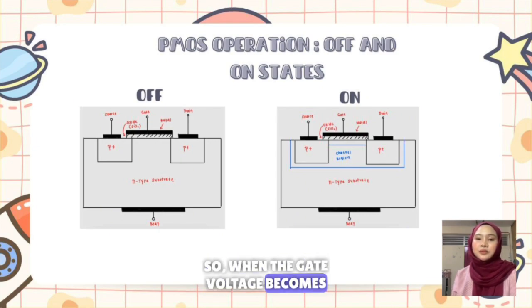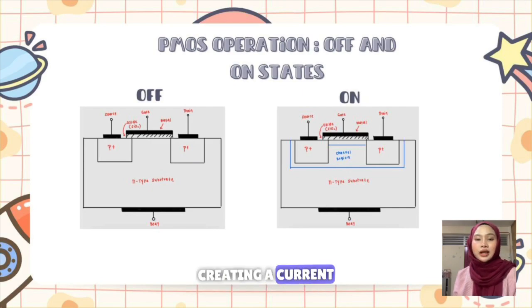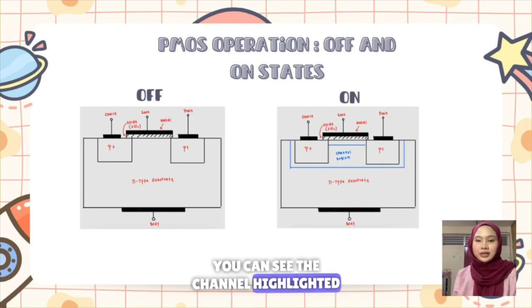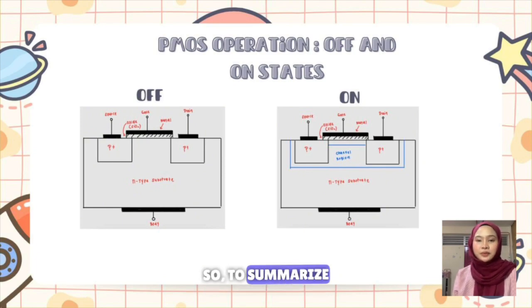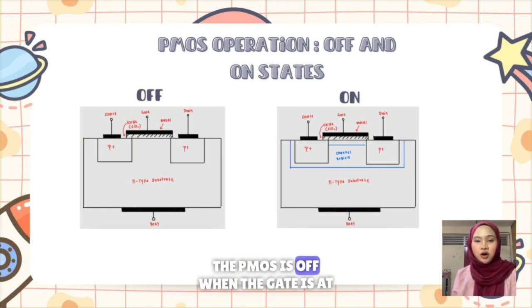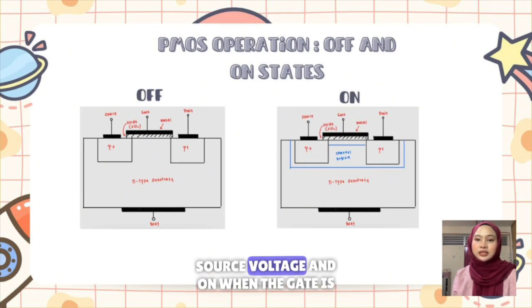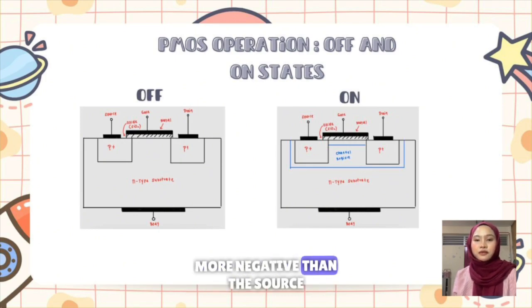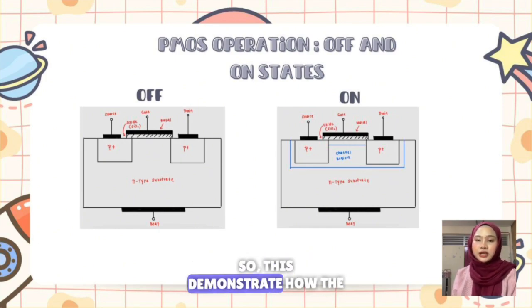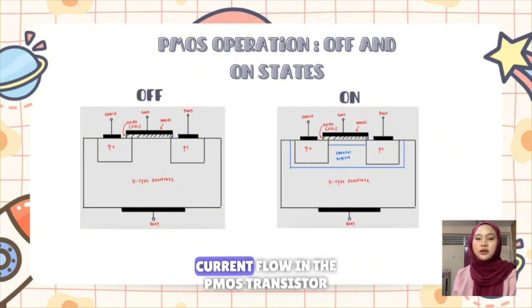While on the right, the PMOS is in the on state. So when the gate voltage becomes more negative than the source, a P-type channel forms beneath the gate. And then this will allow holes to flow from the source to the drain, creating a current. You can see the channel highlighted, connecting the source and drain regions. So to summarize, the PMOS is off when the gate is at source voltage and on when the gate is more negative than the source. So this demonstrates how the gate voltage controls the current flow in the PMOS transistor.